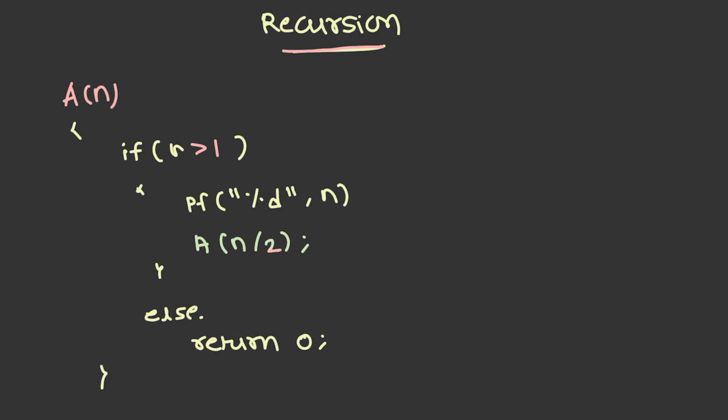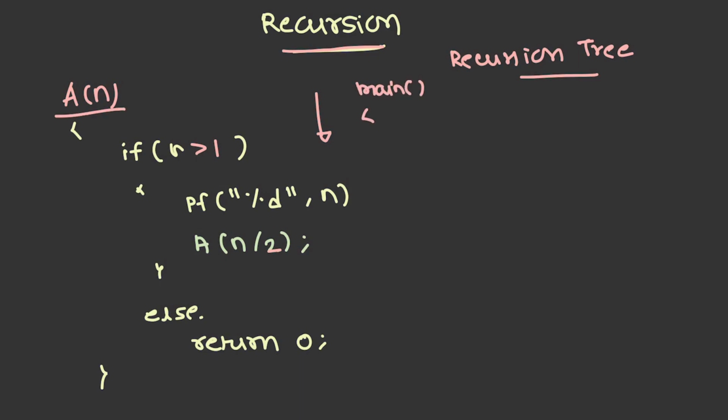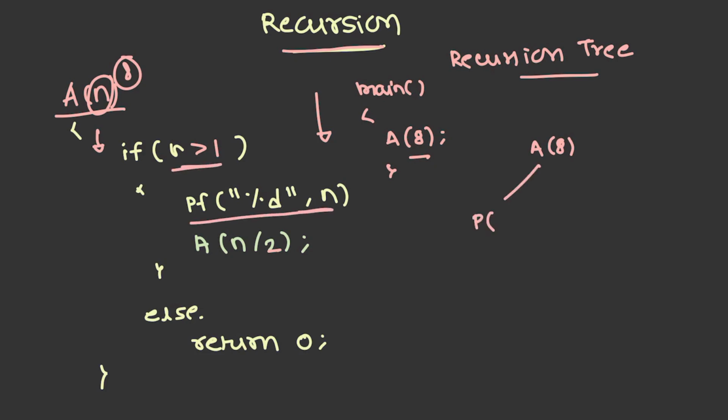Now let's try to solve the same example with the help of a recursion tree. Let's assume in the main function, the function a has been called with a parameter of 8. So the actual argument is 8 and the formal argument is n, which is also 8 in this case. Initially a of 8 has been called, it enters the condition. Now this condition is satisfied. So the value of n is 8 here, so 8 has to be printed. Followed by that, a function call has been made to a of 4.